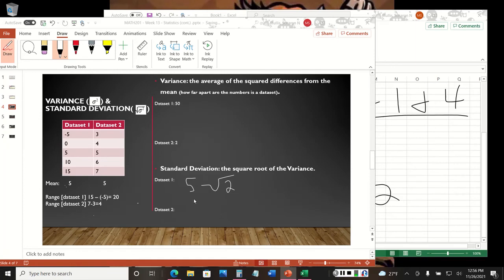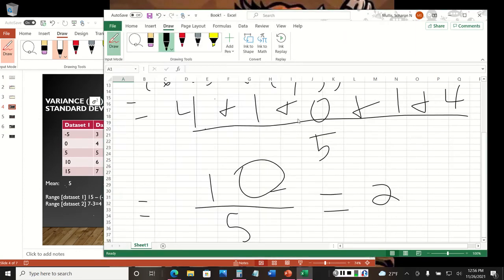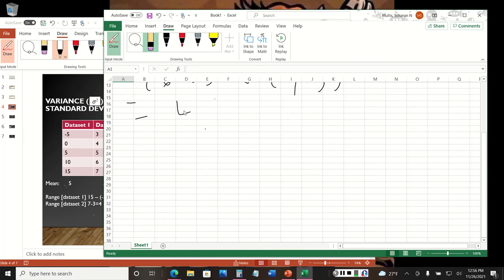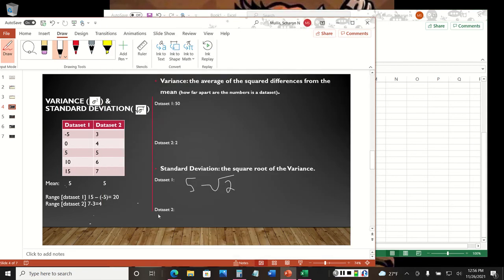I need a little bit more room to work on data set 2. What I'm going to do is just go into Excel again, and actually I won't have to do that, because the square root of 2 is equal to the square root of 2.